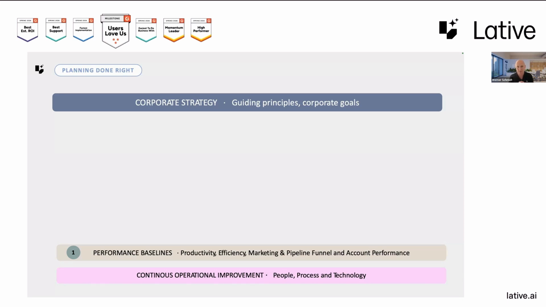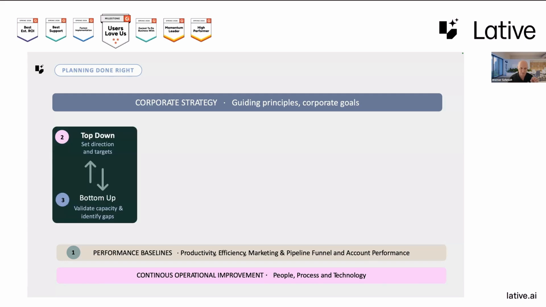How are those accounts performing, especially in the consumption space? Really important to understand that. So for us, that's our number one performance baselines. And then into two and three, what are the top-down targets that are being set by the organization?